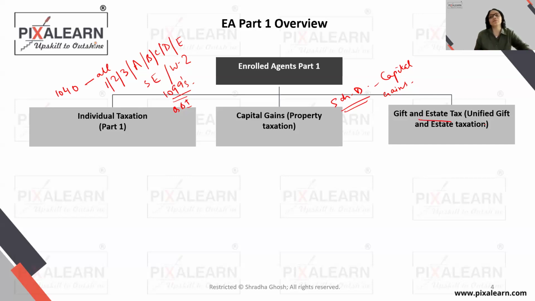And then, of course, we have this unified gift and estate taxation, where only the forms 706 and 709 are going to be dealt with in Part 1.